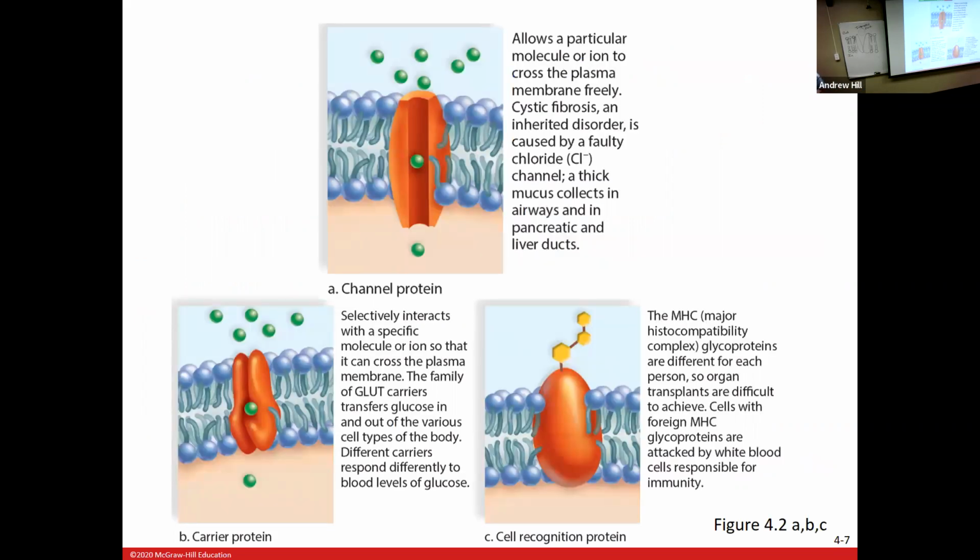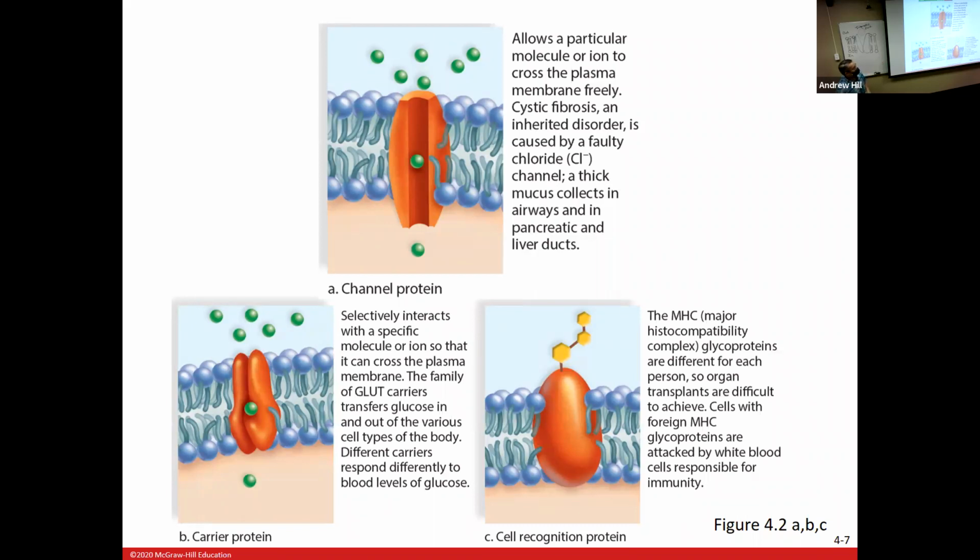All right. So we've talked about a lot of these already. We have a channel protein here in A. It allows a particular molecule or ion. So the molecule could be something like water. Ions could be something like sodium, potassium, and chloride, across the plasma membrane.